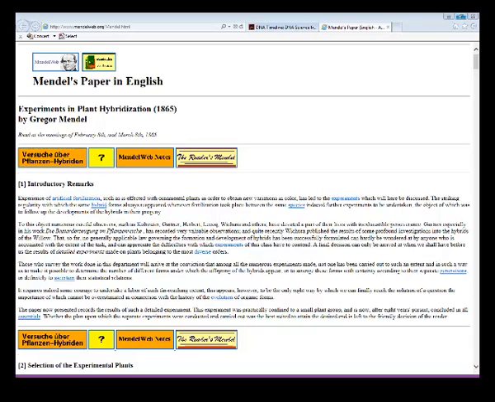The first thing that he has are some introductory remarks, and one of the things I thought was very interesting that Mendel noted is that other people had worked on this task before him, and I like what he said.